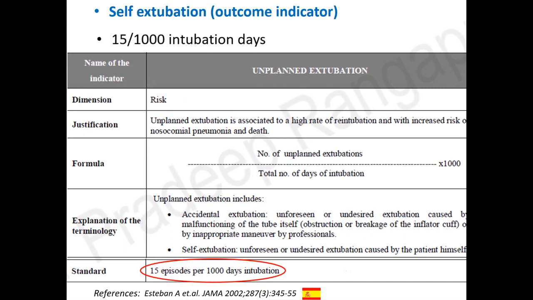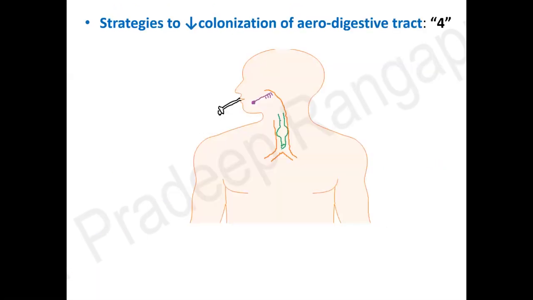More than 15 per 1,000 means there is a breach in quality, and more aggressive steps have to be taken to prevent self-extubation to reduce the occurrence of VAP. So that is the second domain. The first domain is the general measures.